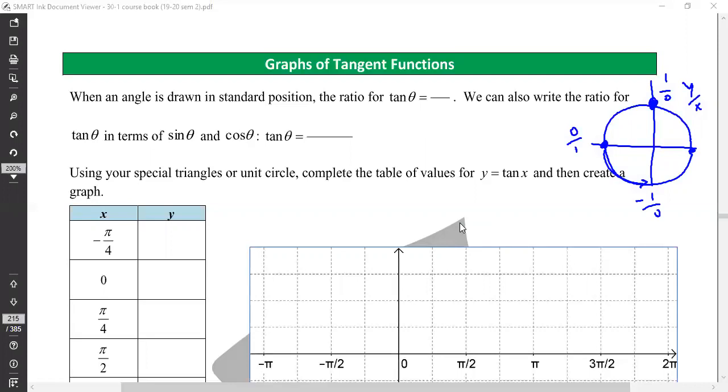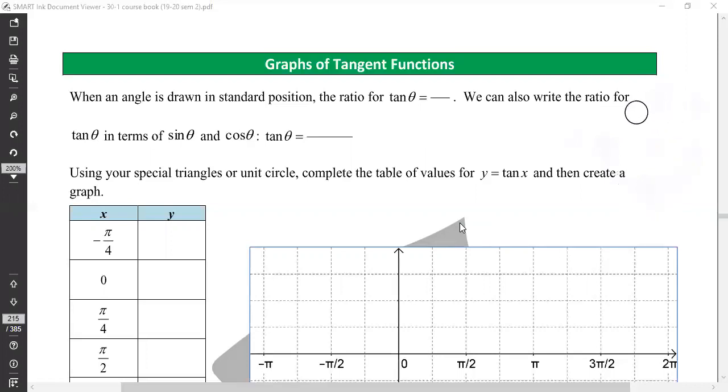And so we have that tangent goes between these very, very big values, because it approaches these undefined angles. So it ends up being, it's going to look way different. So when we're going through these notes, when an angle is drawn in standard position, and the ratio of tangent is y over x, we can also write it in terms of sine and cosine, because sine is your y. So tangent is sine theta over x. So sine theta over cos theta.